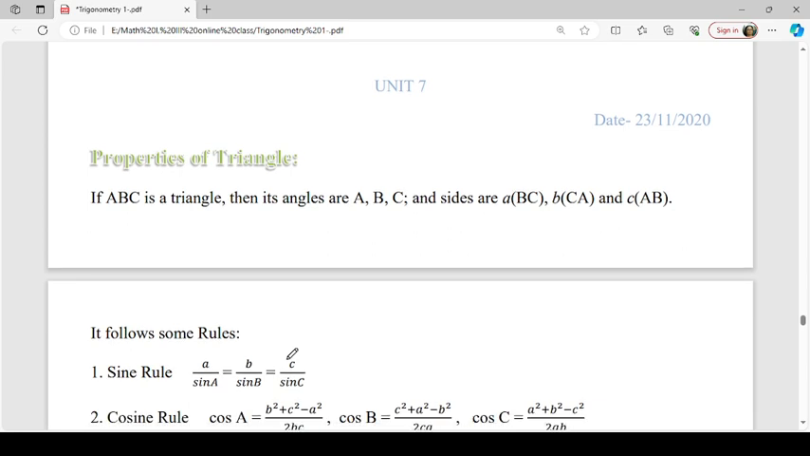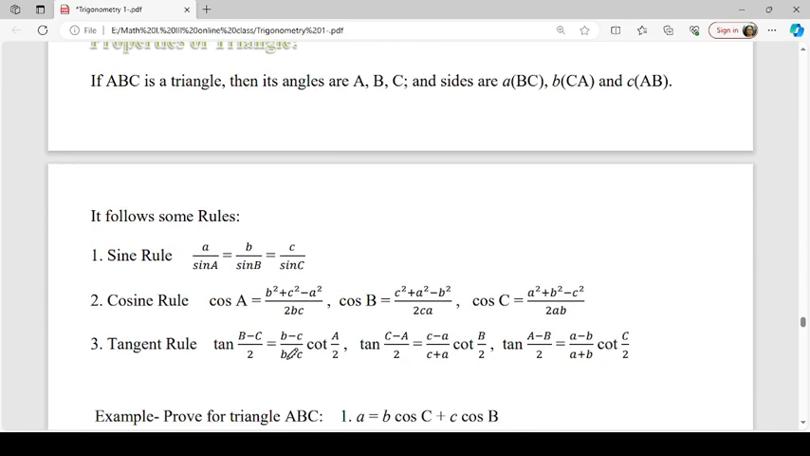Then this is properties of triangle, ABC. So here actually this is a triangle. We say this is A, B, C. This we name as C, small c. This is named as A side. This is named as B. So these are the relations. A by sin A, this is sine rule. This is cosine rule. This is tan rule.